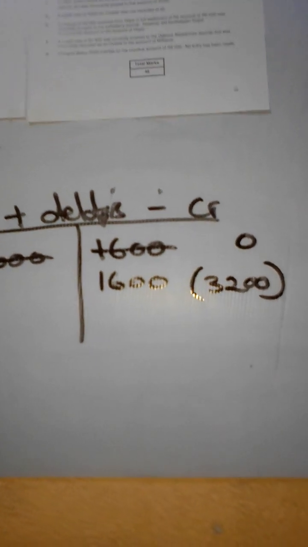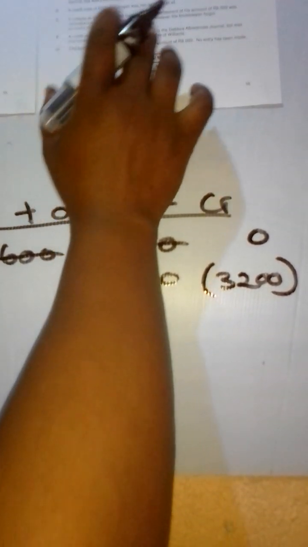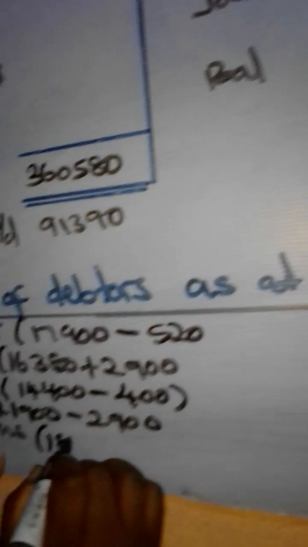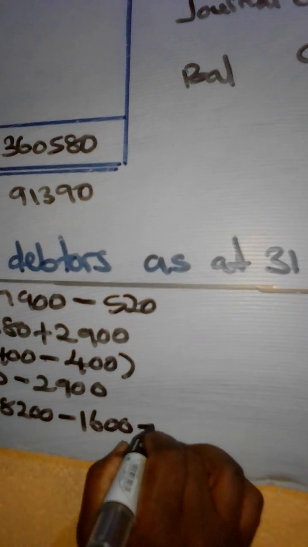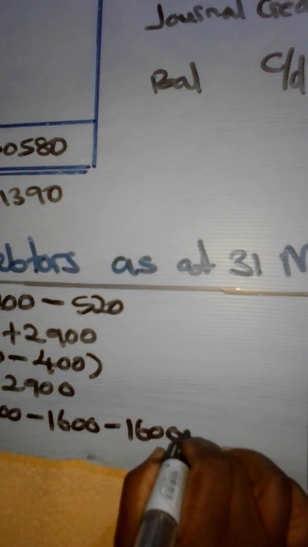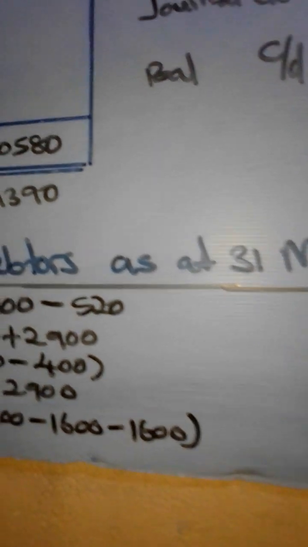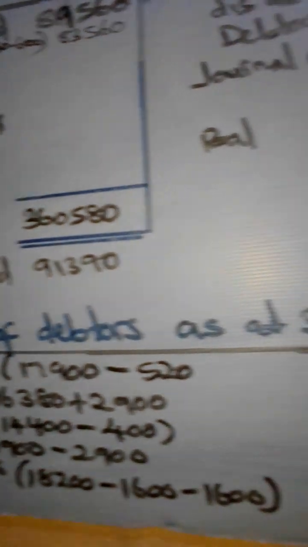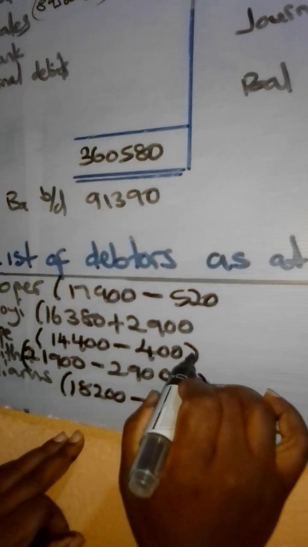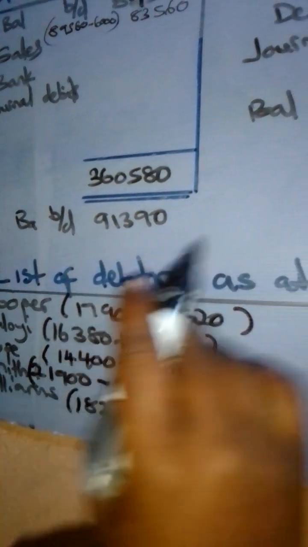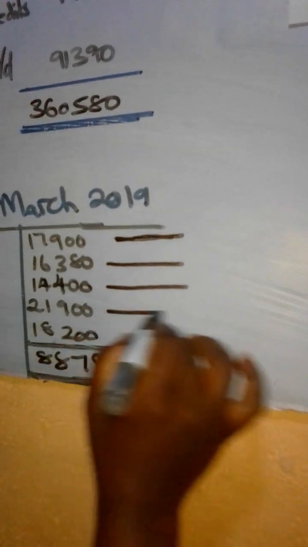So as we adjust, it is for Williams. When we are adjusting for Williams, we are going to say 18,200 minus 1,600 minus 1,600. This is how we adjust for Williams. Now let's put the answers wherever we had left without the answers. Let me close the bracket here. Let's now calculate the correct answers. I'll record the correct answers this side.